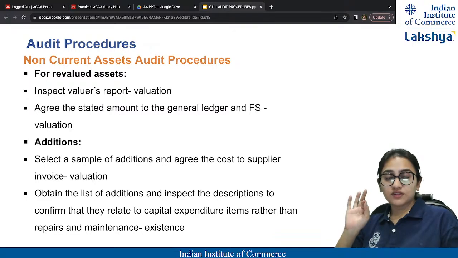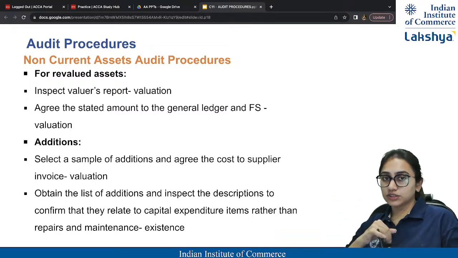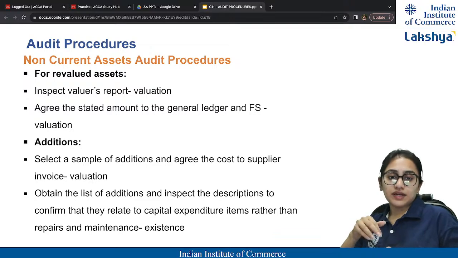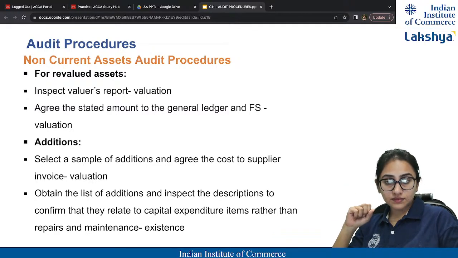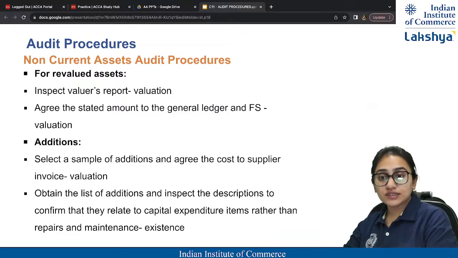If you have really done the additions, you will have a bill for the same. So look at that bill and check for how much amount you have made the addition, and agree the cost to supplier invoice. Obtain the list of additions and inspect their descriptions to confirm that they relate to capital expenditure items rather than repairs and maintenance.